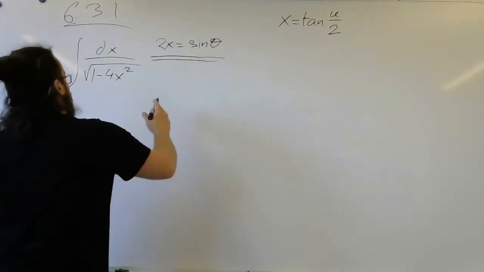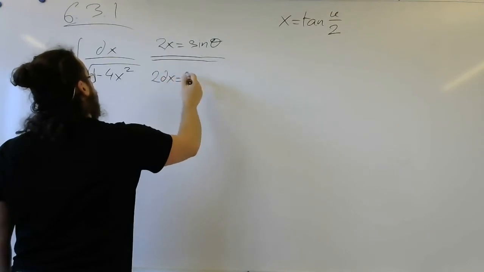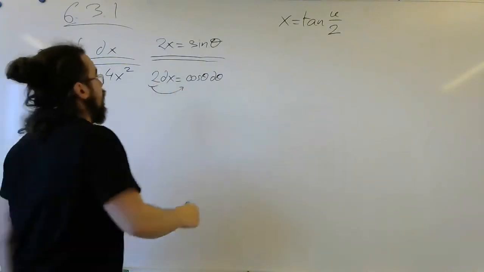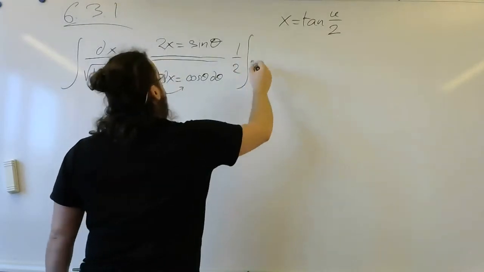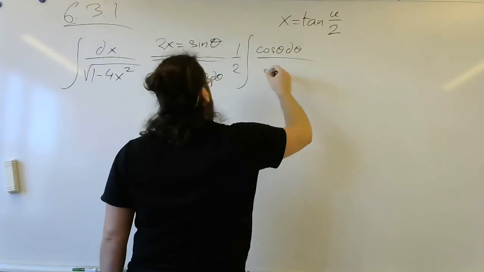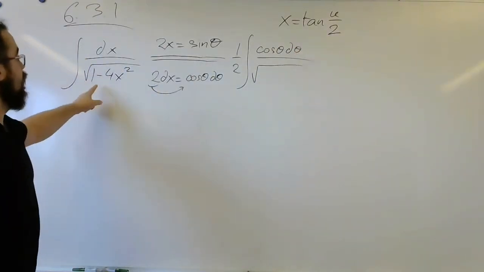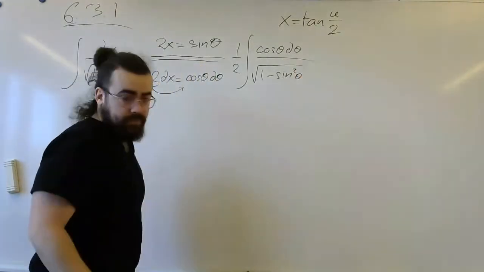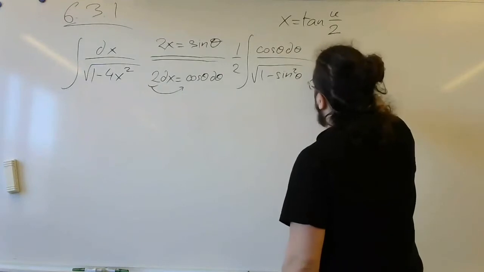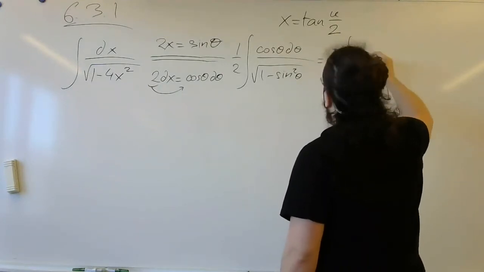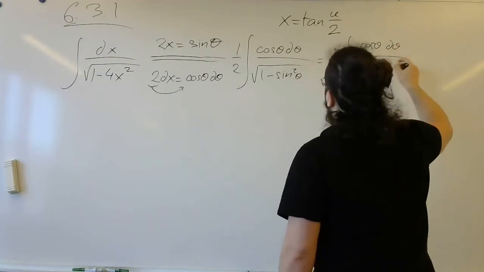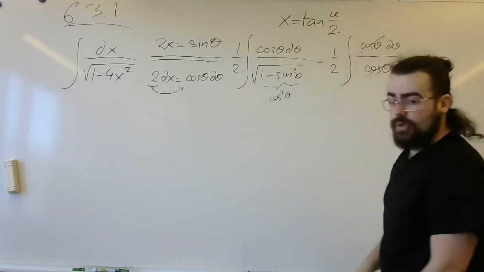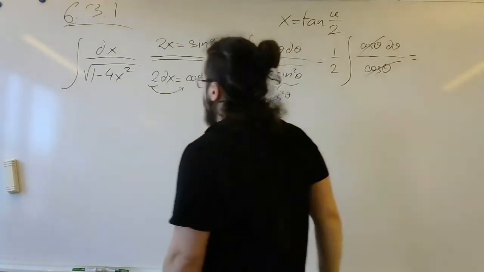So now if we go, we have this, so the 2 will go dividing, and what you will have is 1/2 cosine theta, differential of theta, the square root of 1 minus sine squared, this is cosine squared. Boom, boom. Good morning. Sometimes math is beautiful with us.